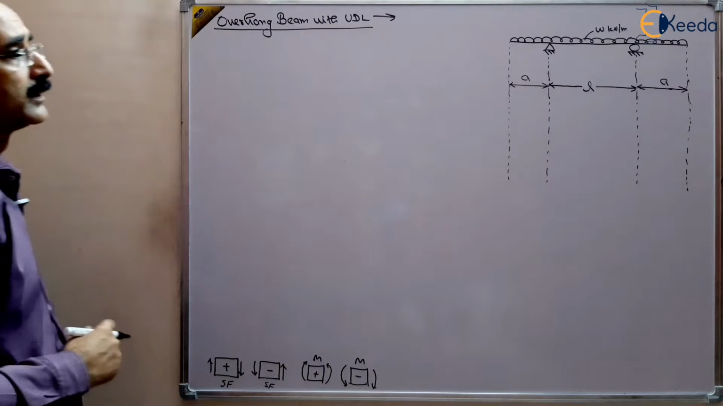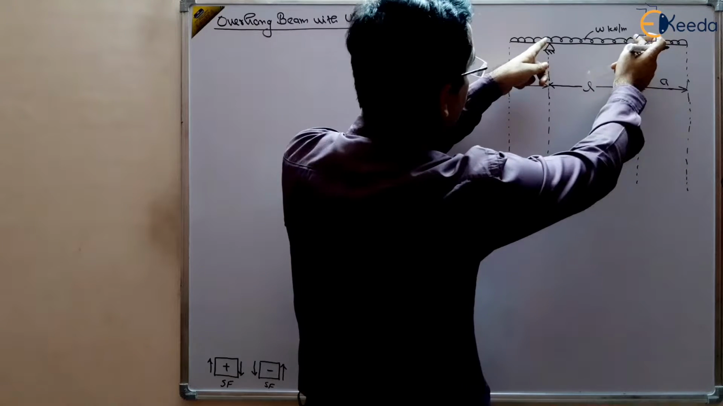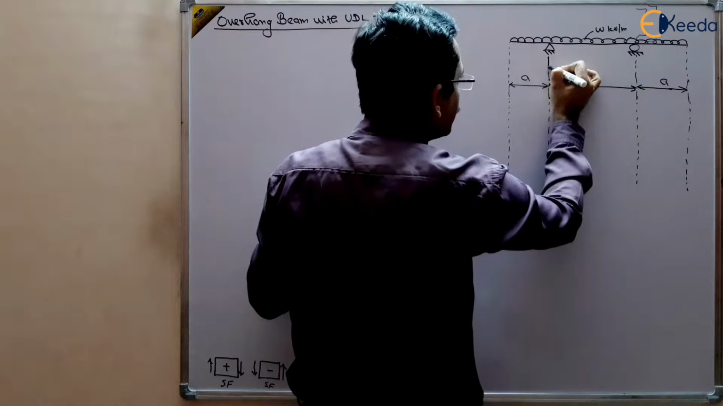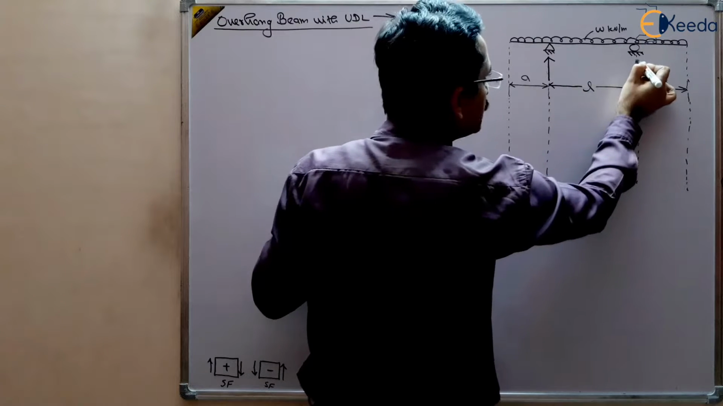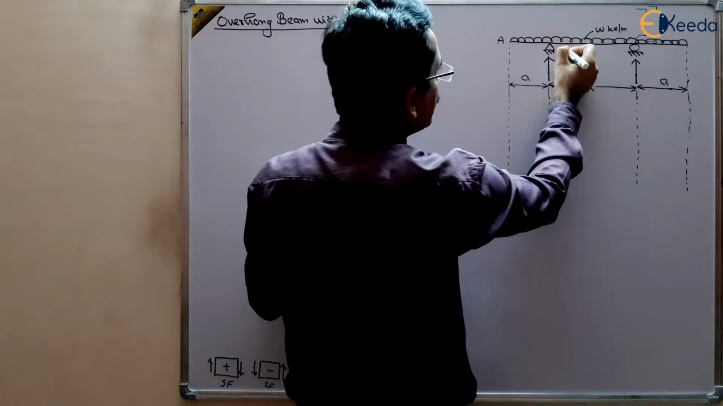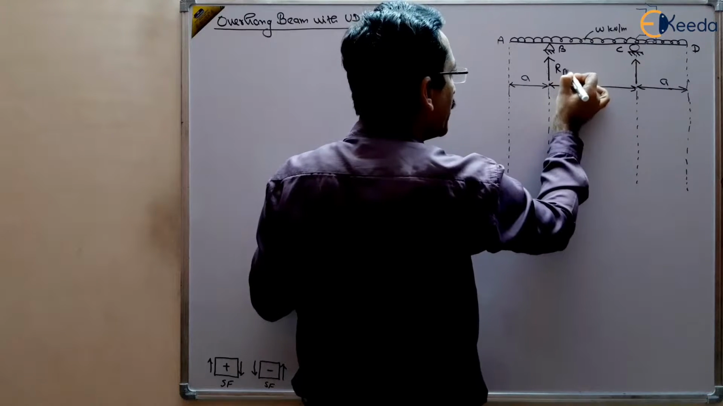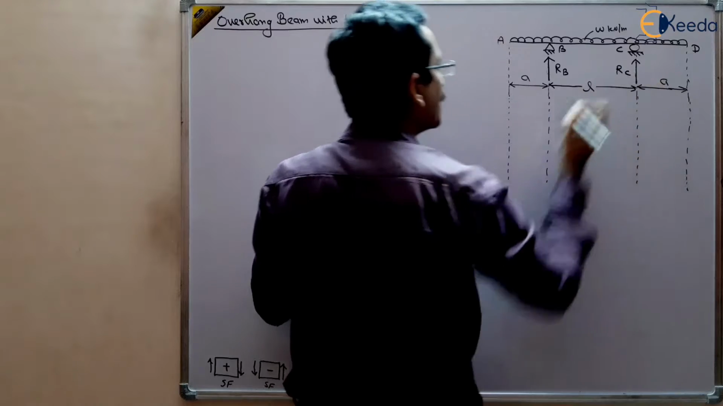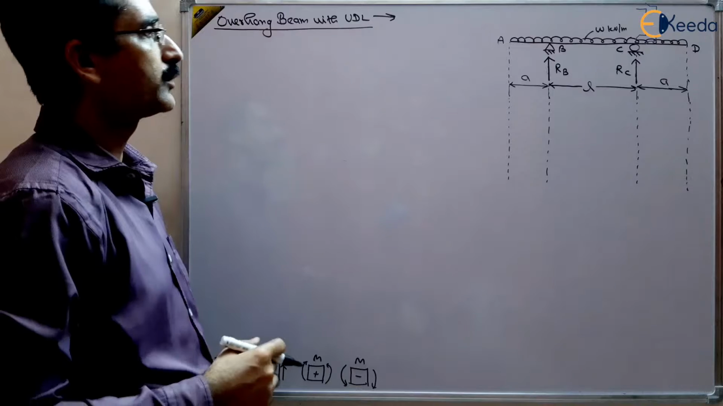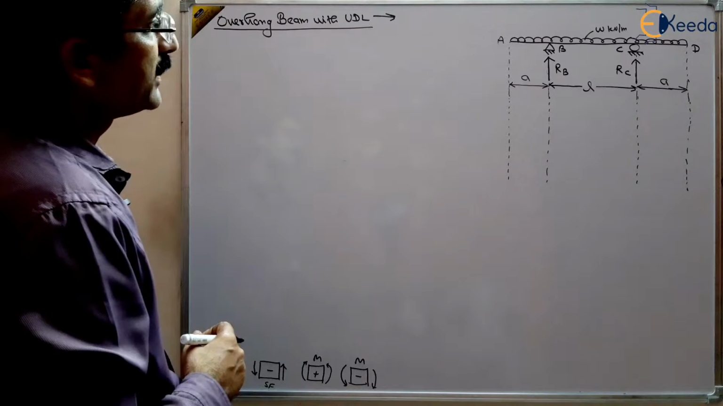So now you can see here a symmetry, that the load between the supports and overhang is all equal. So there will be reaction at these 2 points. Suppose this is A point, this is B, this is C and this is D. So there will be reaction at B point, which is RB and RC. First we have to find out RB and RC, and then we will be able to find out the shear force diagram. So what is RB and what is RC?